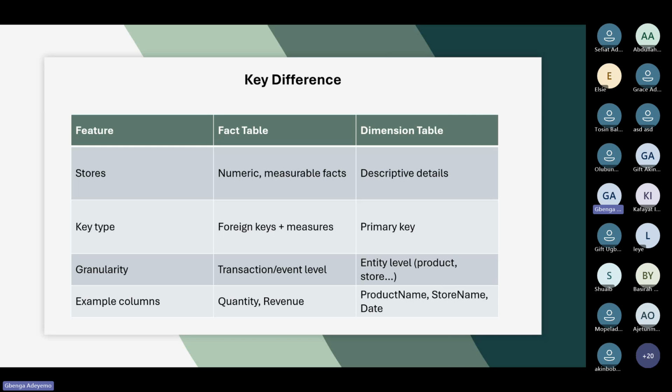Okay. Examples of columns that you can see in the fact table: quantity, revenue, profit, sales, and so on. For dimensions, you see things like product name, store name, city name, location name, customer name. Those are the kind of columns that you see in a dimension table.